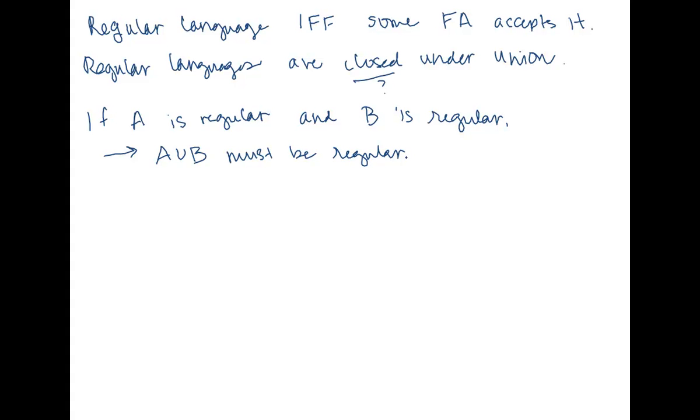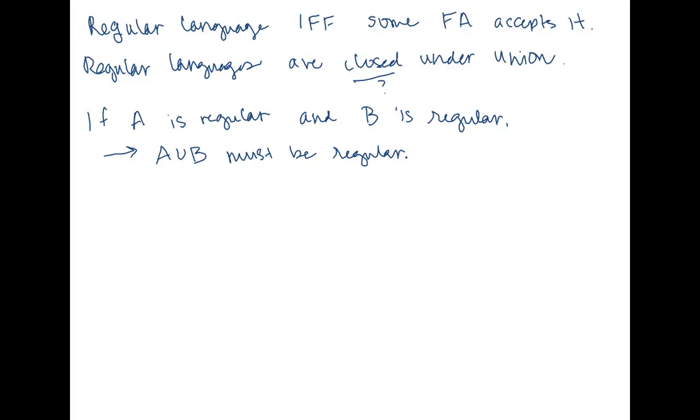Okay? So that's what closure means. It means if I start out with two regular languages and I take the union, the resulting language is regular. Okay, so we would like to see a proof of this, right? We don't like to take anything just on faith. We like to see proofs. So we're going to do a proof by construction.